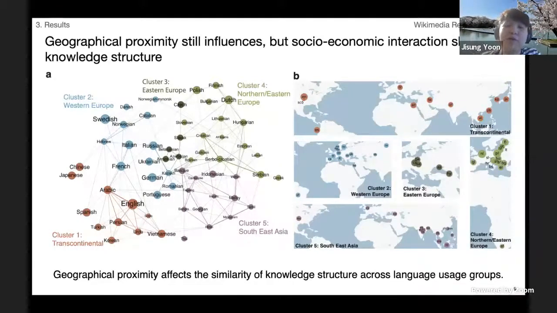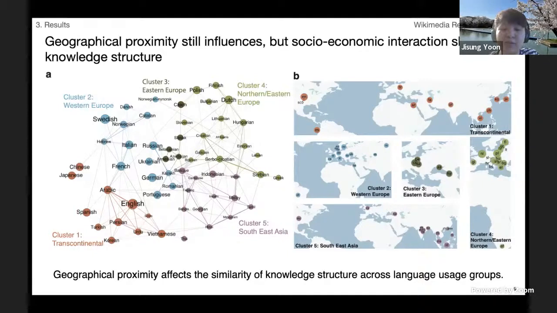On the left is the result of our similarity metric, the aforementioned similarity measure. Based on this network, we conduct a clustering algorithm, and we find 5 clusters. If we map these clusters onto geographic space, we can easily get the right side of the figure. For cluster 2, we can see the home countries of Western Europe, and for cluster 3, we can easily see Eastern Europe, and cluster 4 is Southeast Asia.